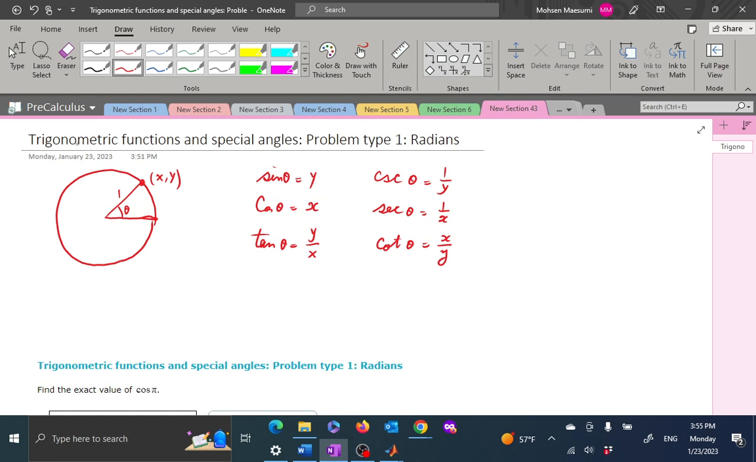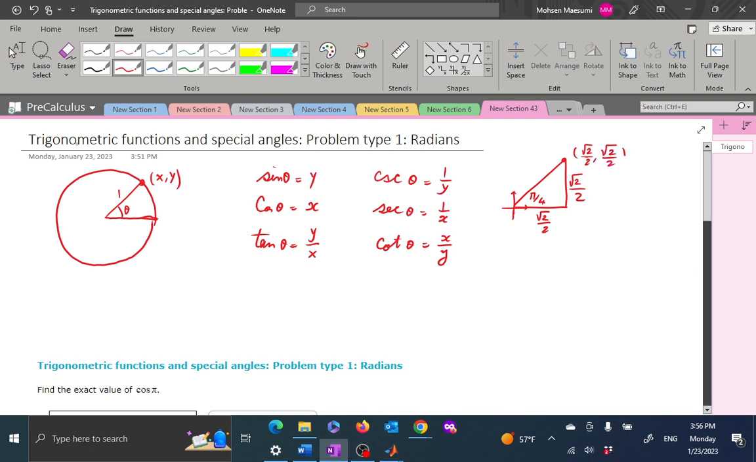Special triangles to remember in radians. So if this is pi over 4, this is radical 2 over 2, and this is radical 2 over 2. The coordinate of this point in x and y, if you wish, is radical 2 over 2 and radical 2 over 2. The other triangle that we are interested in, pi over 3. So if this is pi over 3, this point will be 1/2 and radical 3 over 2.